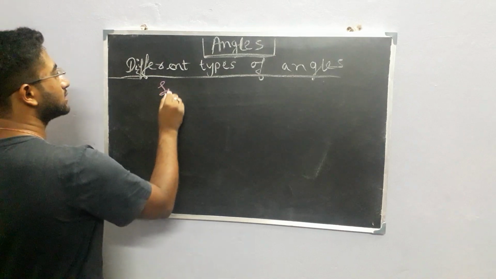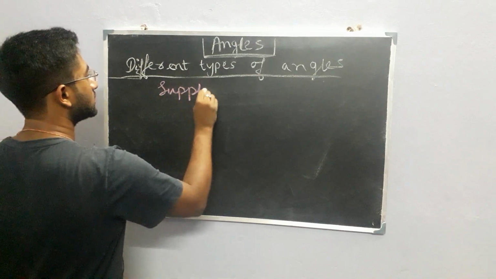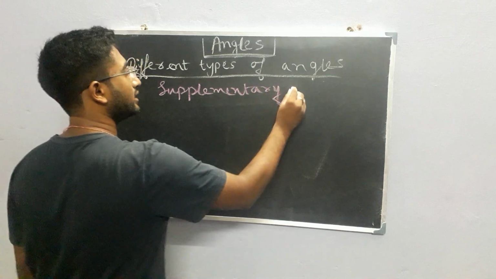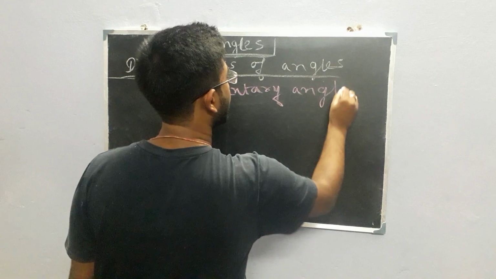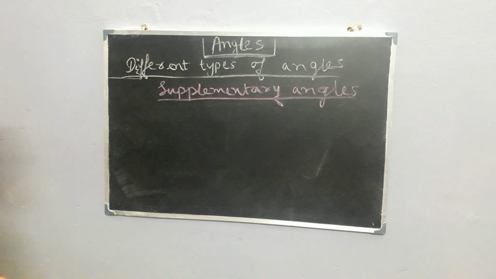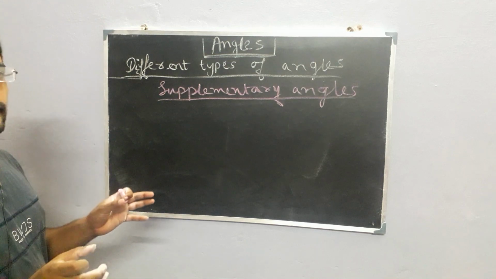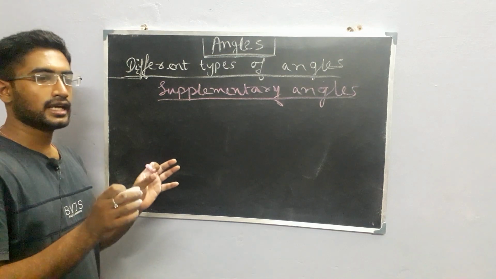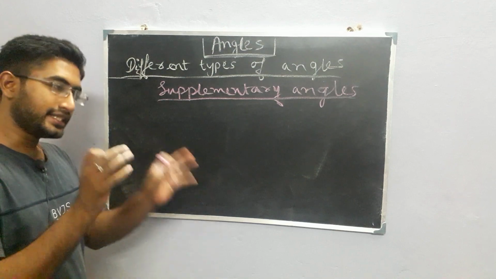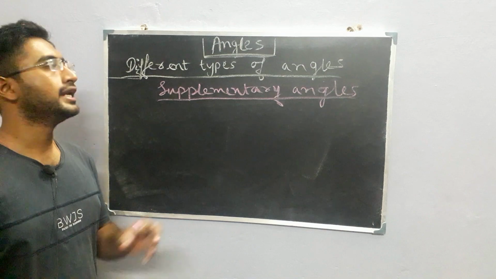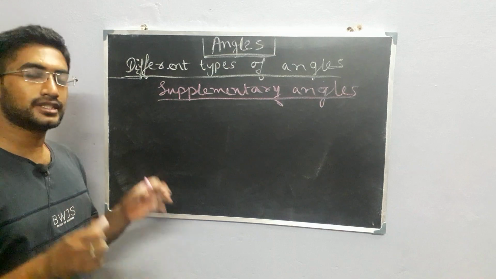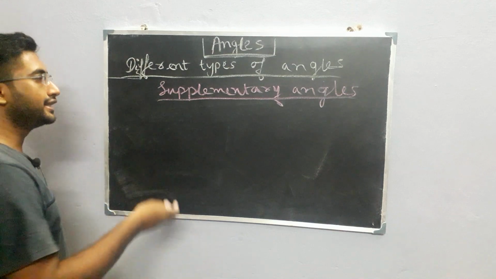The final one is supplementary angles. Very similar to complementary. In complementary, the statement was that when two angles are complementary, we can conclude their sum will give us 90 degrees. And in supplementary, when two angles are supplement to each other, that means their sum will give us 180 degrees. This is the basic difference.